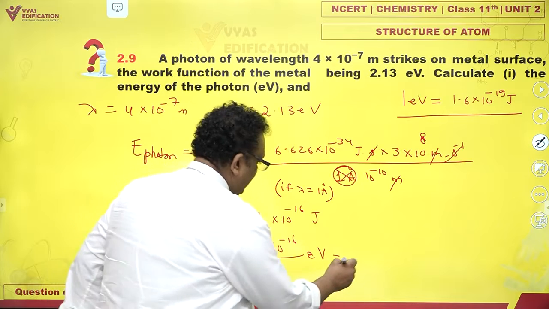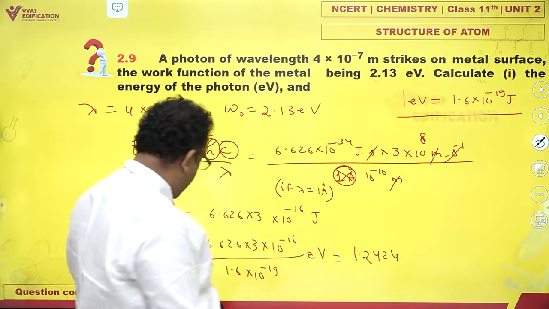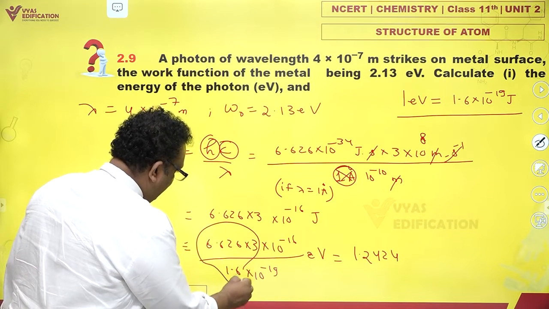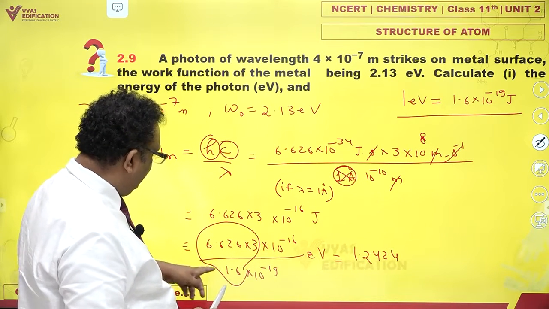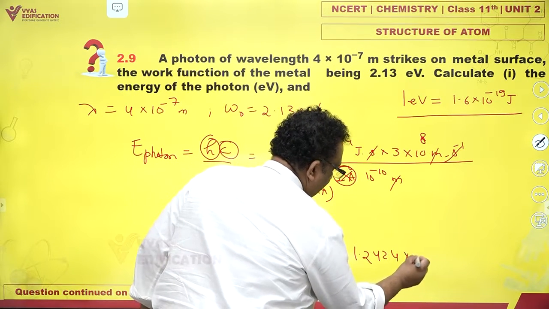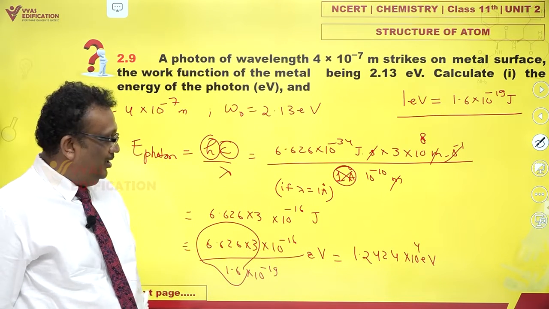And this is 12424. Just these three numbers together into 10⁻³ into 10⁻⁴. Oh my God, how much is this?